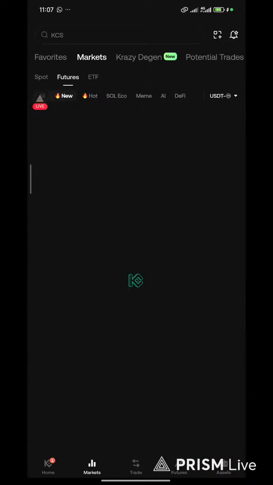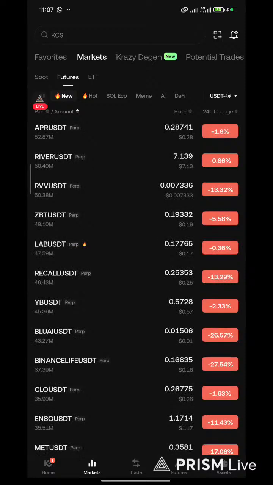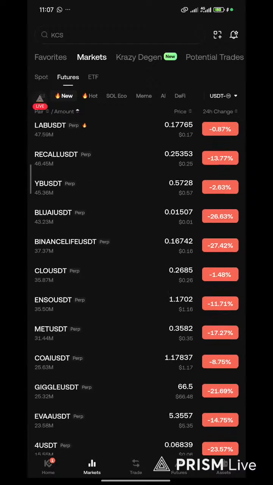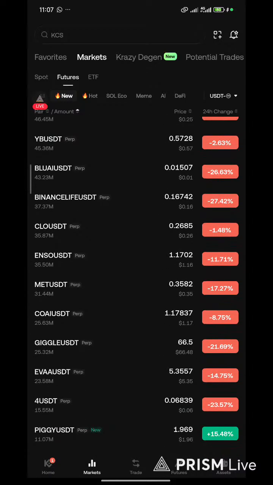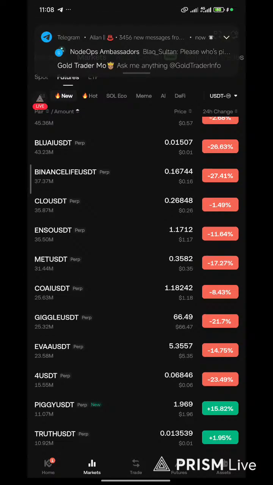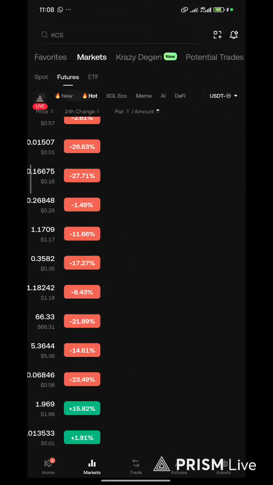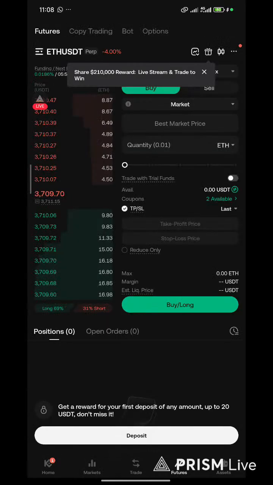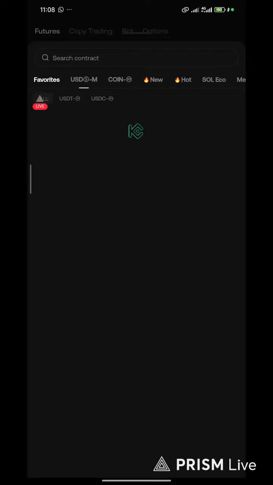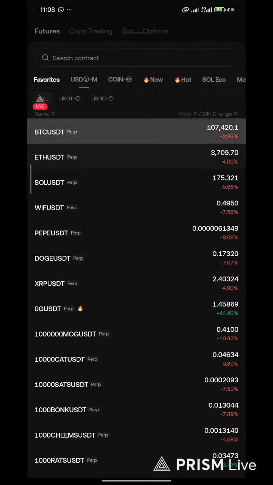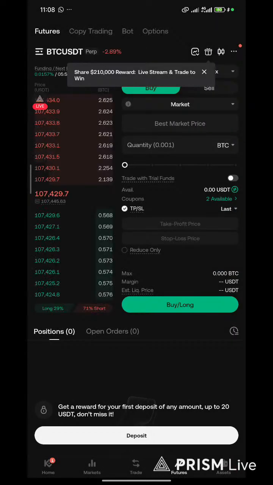Also check new tokens that are being launched. You can check all of them here. These are utility tokens being listed on KuCoin Exchange. Giggle is $66 per one with a 25.32 million market cap. That is amazing. So this is it. You can tap on the ETH USDT and select any token of your choice. You can decide to select BTC, but that is it.